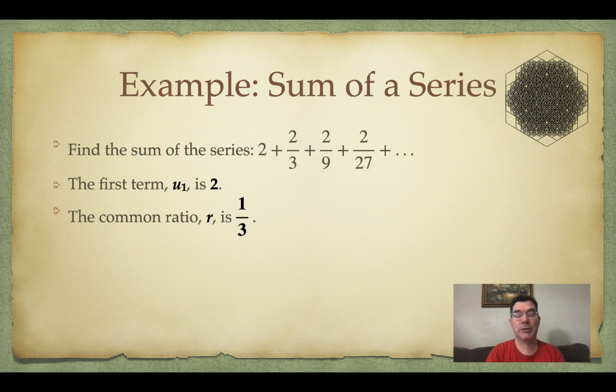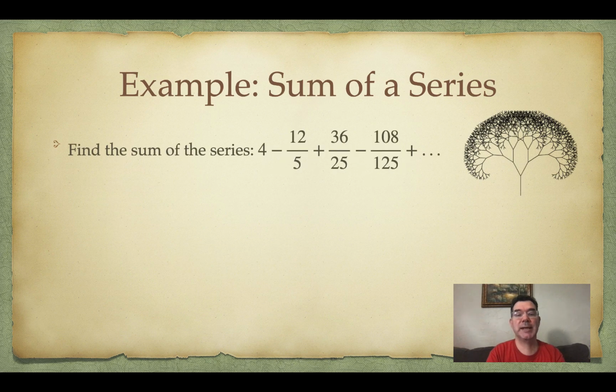That does have an absolute value that is less than 1, so this series does converge to a finite number. It does not diverge. So the sum, if I plug that into the formula, is going to be 2 over 1 minus 1/3, and that is going to be 3. So even though that series does go on forever, the entire series adds up to 3.